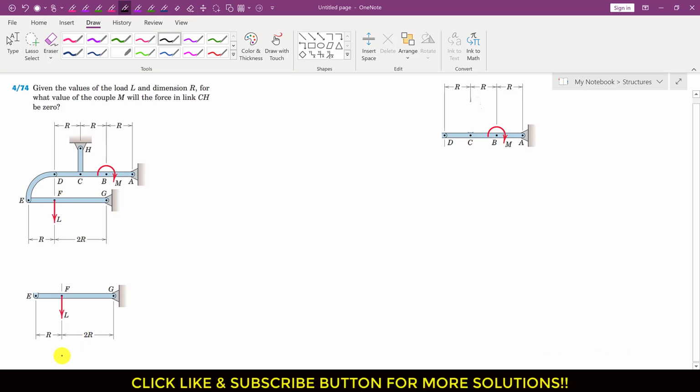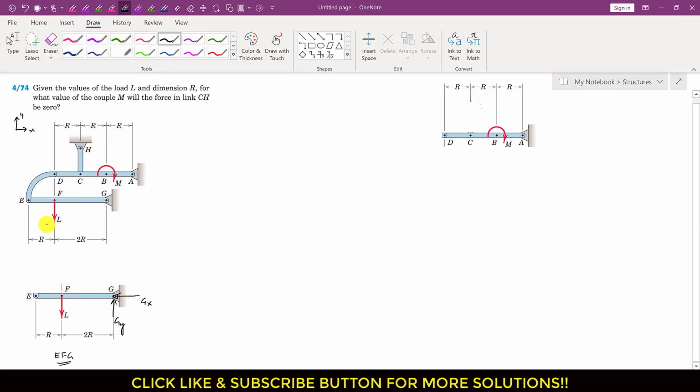If we consider this EFG member, this is that EFG member. Then here we will have a GX reaction force if this is my positive X and positive Y direction. So here we will have a GY reaction.